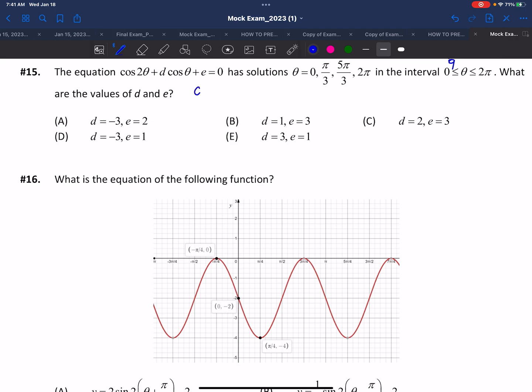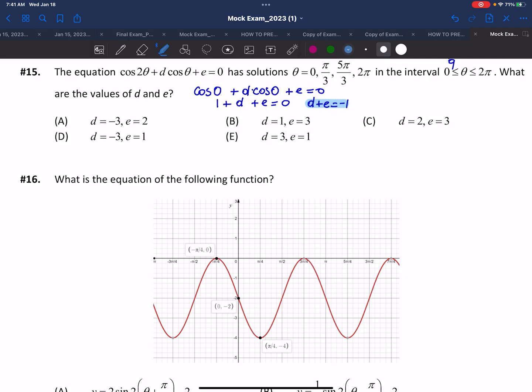That means we have cosine of 2 times 0, that is cosine 0, plus d times cosine 0, plus e equals 0. Now, know that cosine of 0 is 1. D times cosine 0 will then be d times 1, so plus d, and then plus e equals 0. So we have discovered the first relationship between d and e: d plus e equals negative 1. So that's the first equation.